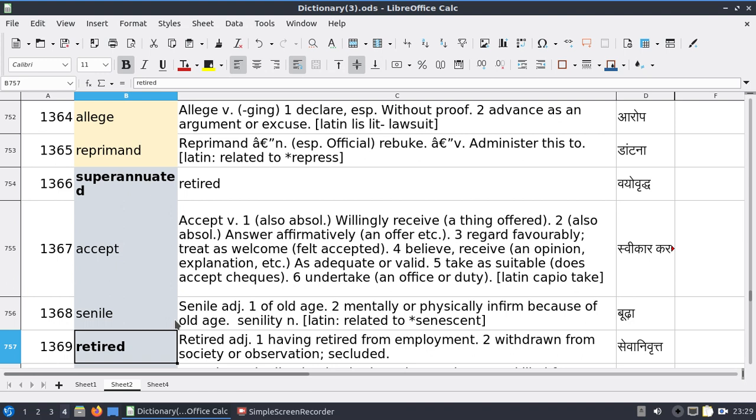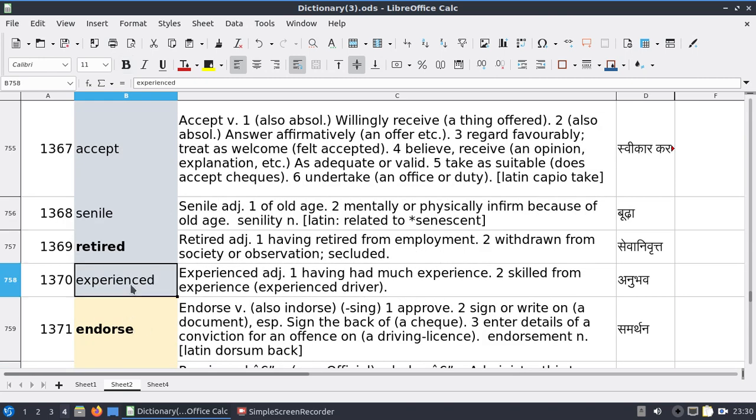I think she is going senile, or her senile grandfather lives with them. That means that their old age grandfather lives with them. Experienced. Obviously, retired people are experienced people, but superannuation is not related to experience. Experienced means who has got lot of experience. They need not be retired also, or they could be retired also.